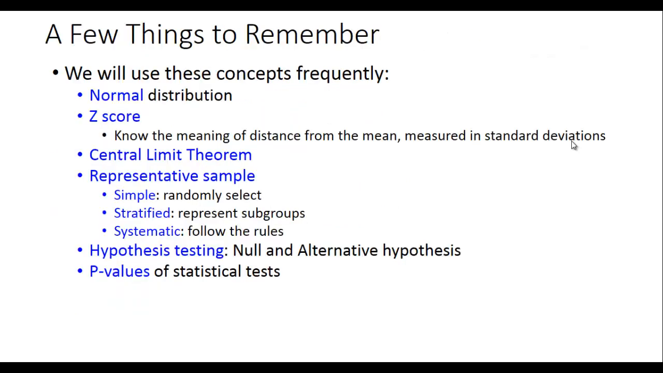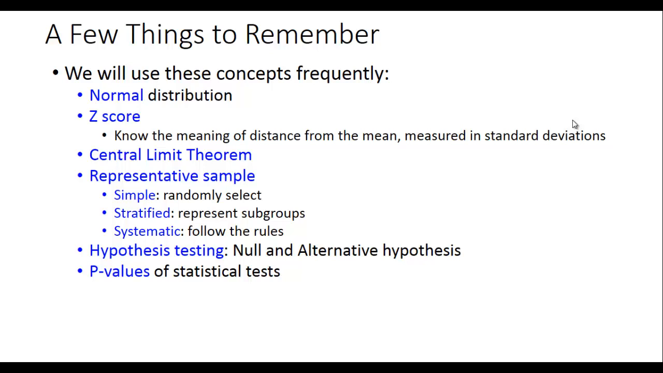Things you should remember from the Introductory Statistics course include the normal distribution. We'll use this frequently. Z-score and what it means: it's the distance from the mean of the distribution measured in standard deviations. Central limit theorem. I have an exercise file and a video for that in this module.